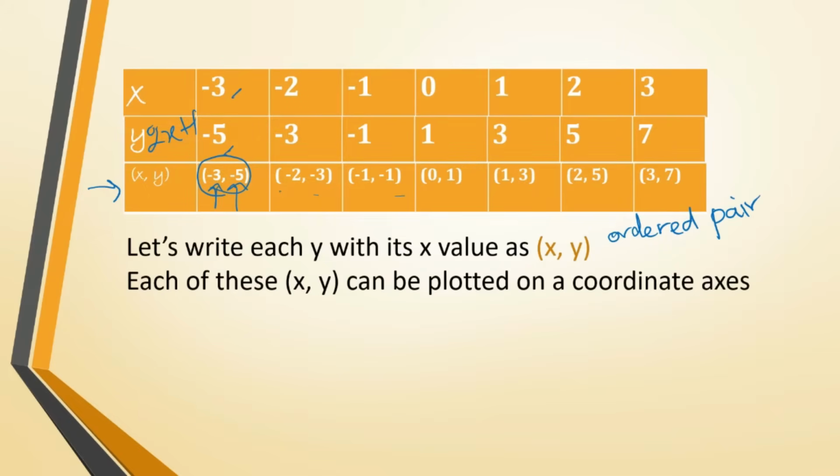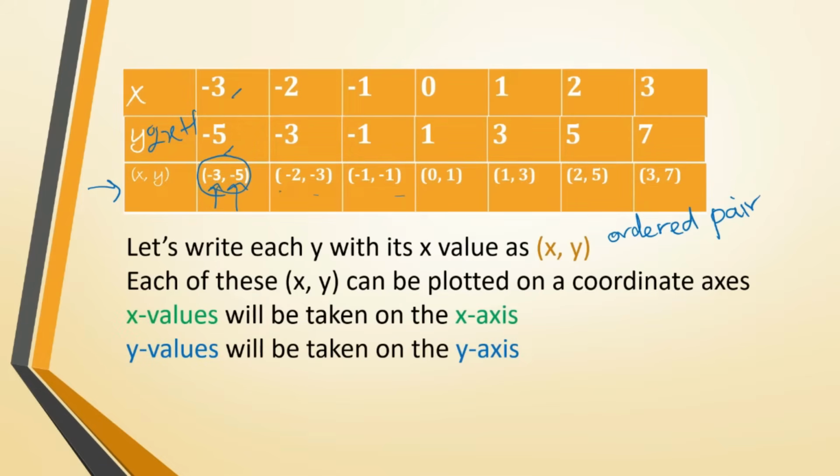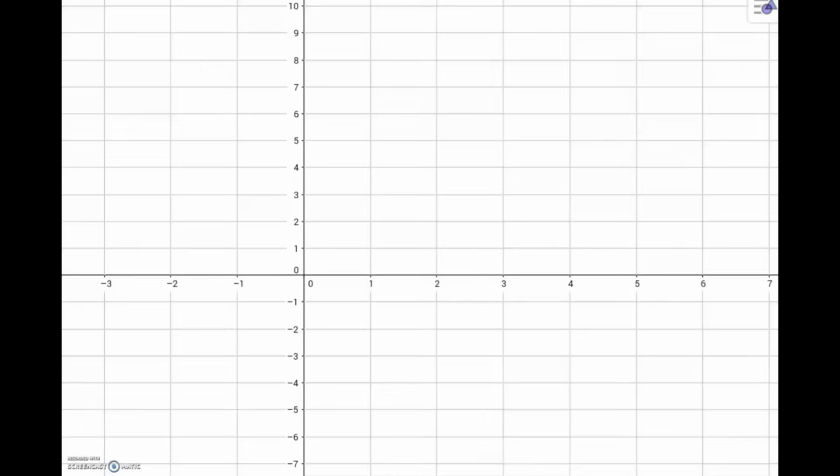Now let's see what we are going to do with these ordered pairs. As I said, these can be plotted on a coordinate axis. How? The x values will be taken on the x-axis and the y values will be taken on the y-axis. Okay, now we are going to plot the points. The points are x comma y. The x values are plotted on the x-axis and the y values are plotted on the y-axis.